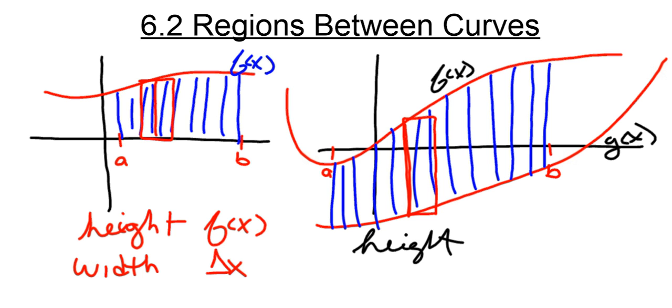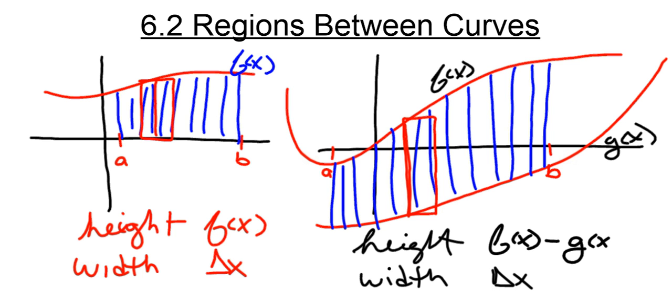So I'm still going to have a width that's delta x, but now in this case, my height is really f of x minus the g of x values. And I'll get that height of the rectangle, and we're still going to do the slice and sum, and add them up. So I'm always going to start with f of x, which we'll call the upper function, and g of x we'll call the lower function.